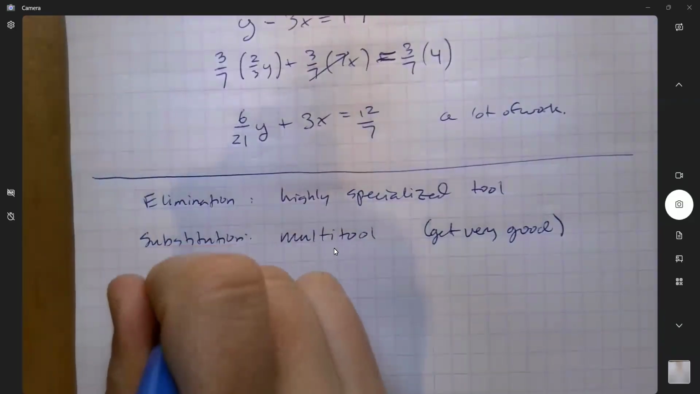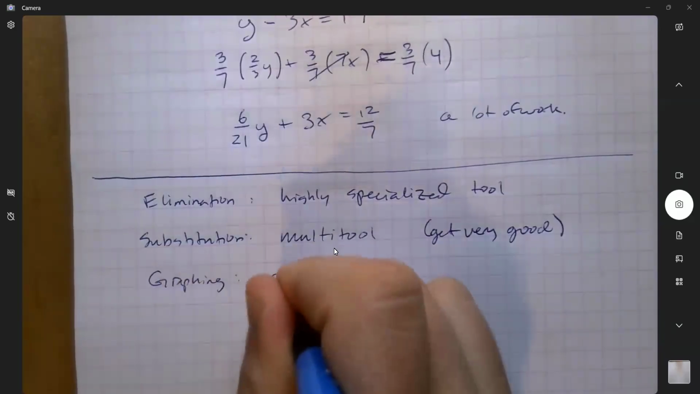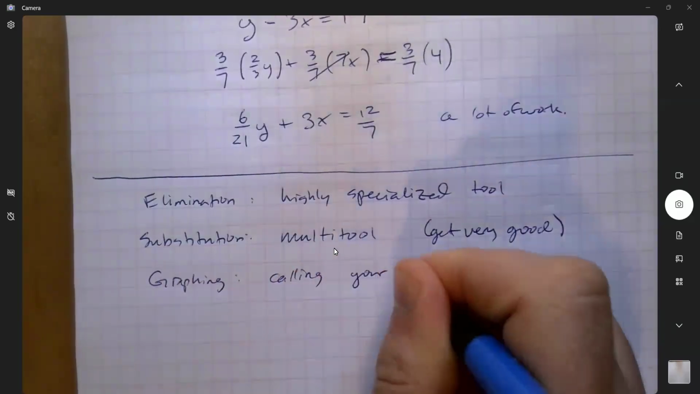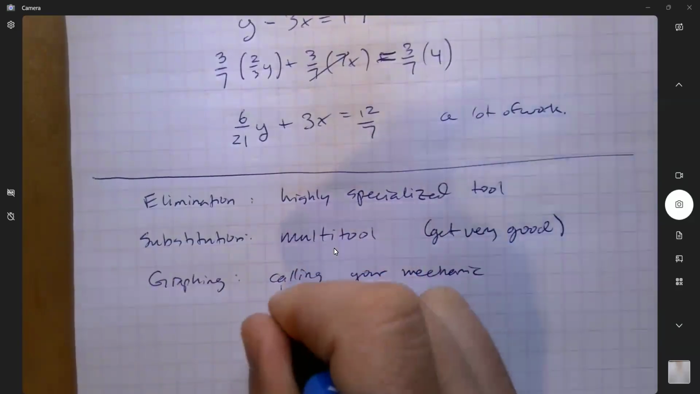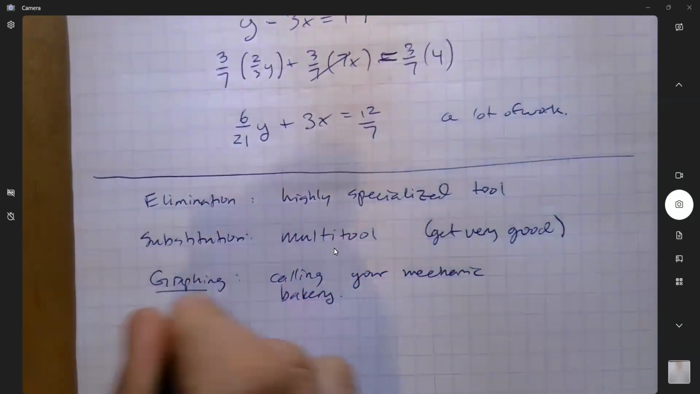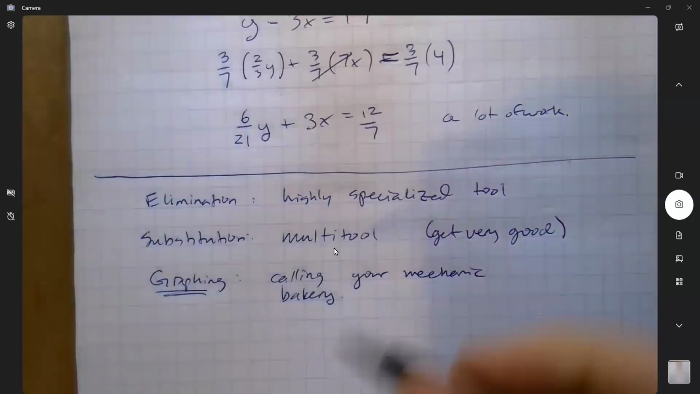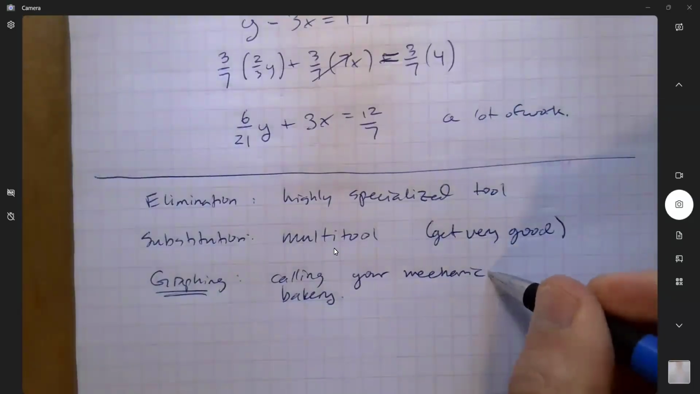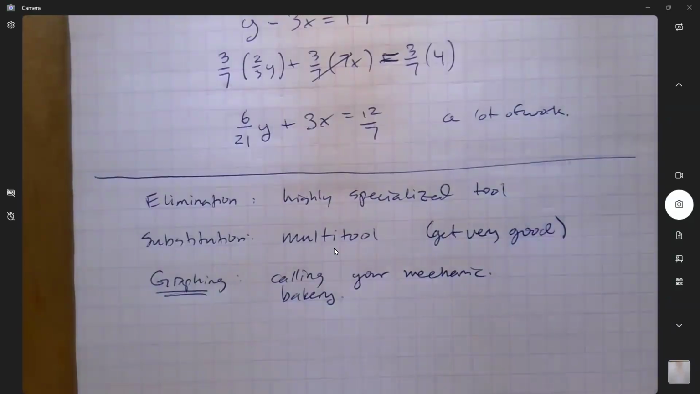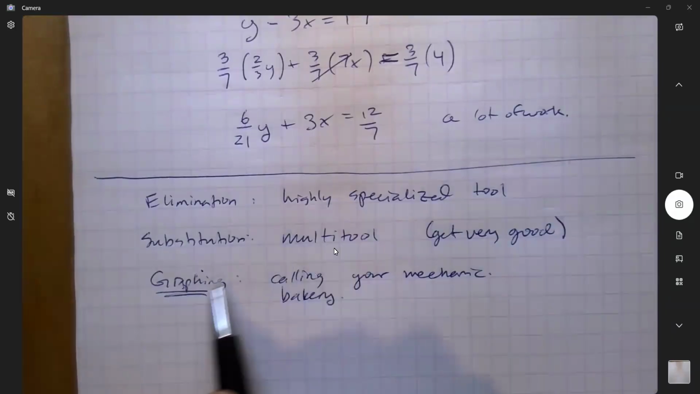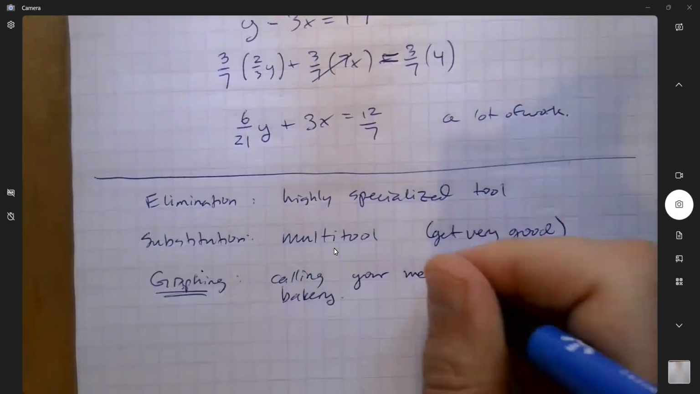And graphing's the best. Graphing is like calling your mechanic or going to the bakery, right? You're using an expert. You're using Desmos, which is an expert at solving these equations to make your work super easy. Instead of trying to fix my bike myself, I just drop it off at the bike mechanics and they do everything. They have all the tools and all the expertise, and me knowing to use them, well, that makes me a good cyclist. Me knowing when to go to the mechanic, that's pretty important as well.